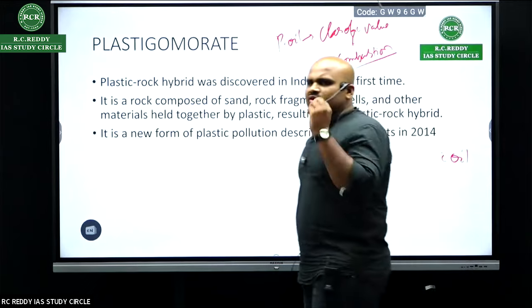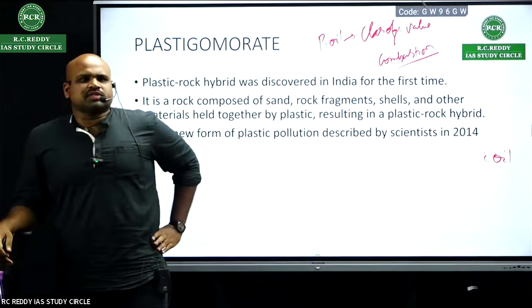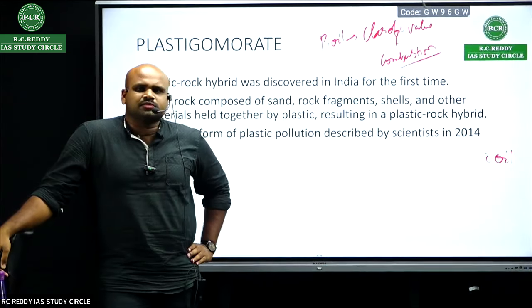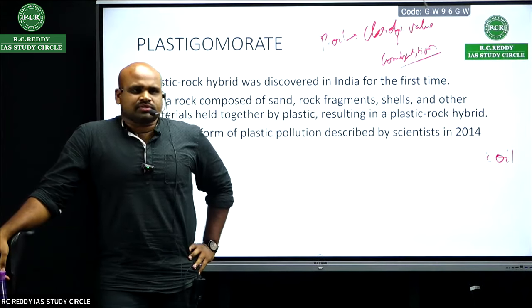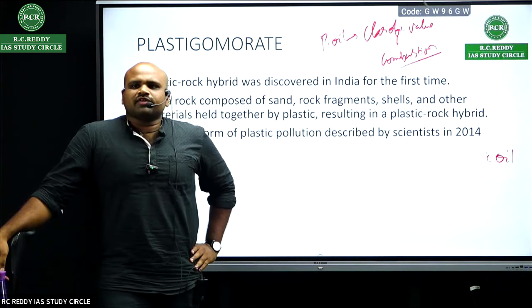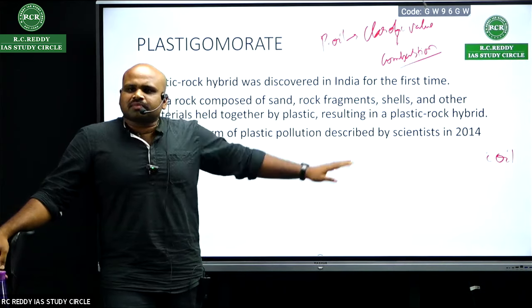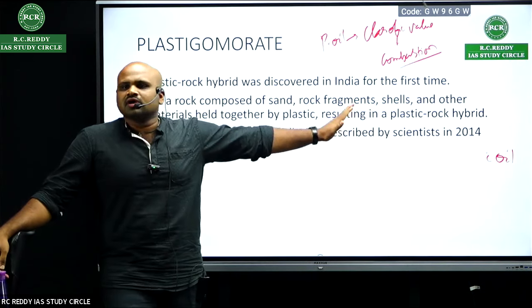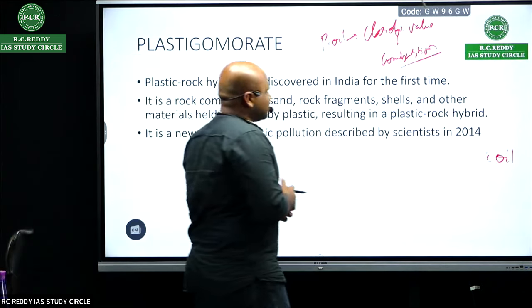You would have heard about something called octane numbers and cetane numbers. Octane numbers relate to the levels of combustion, the calorific value existing with respect to petrol. And cetane numbers are related to the calorific value of diesel, right? In a similar manner, plastic oil also has a level of calorific value which has potential for the combustion process. So that is one more dimension you'll have to understand in this context of plastiglomerate.